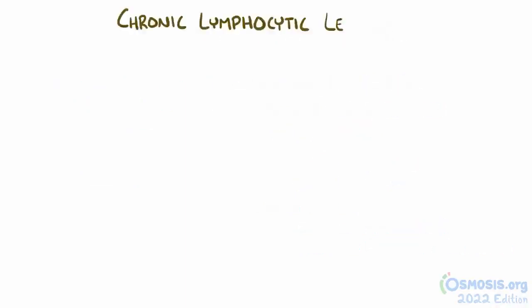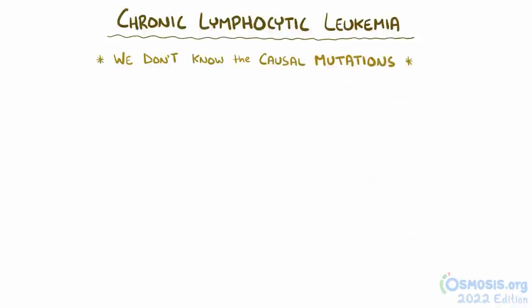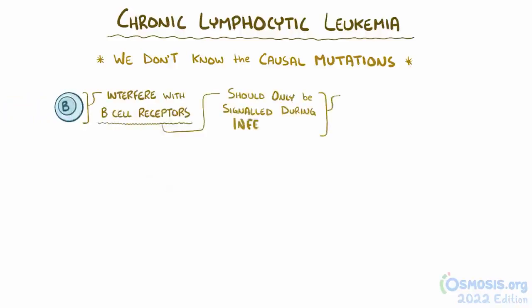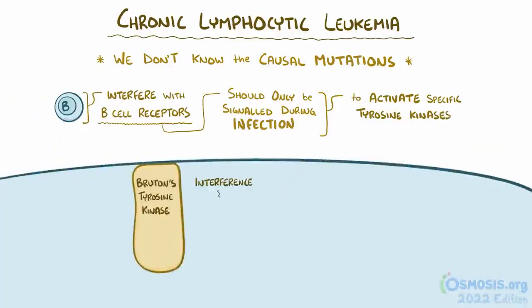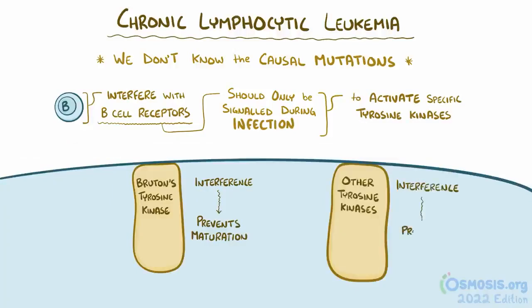In chronic lymphocytic leukemia, the most likely cause is also a mutation in the cell's chromosomes. We just don't know which particular mutation, or mutations. Whatever the case, the result is that B cells start to interfere with the pathways of B cell receptors, which should only be signaled during infection to activate a few specific tyrosine kinases. Interference with Bruton's tyrosine kinase, for example, is probably what stops CLL cells from maturing fully.